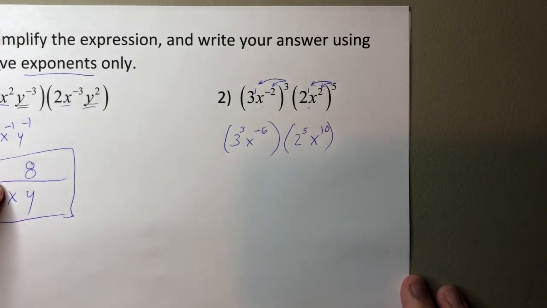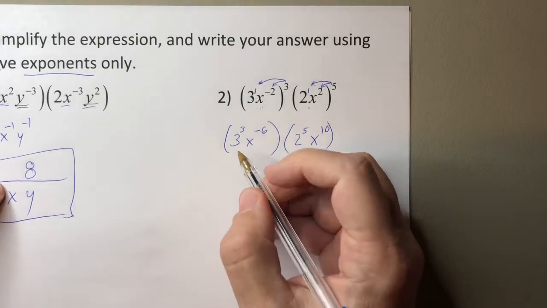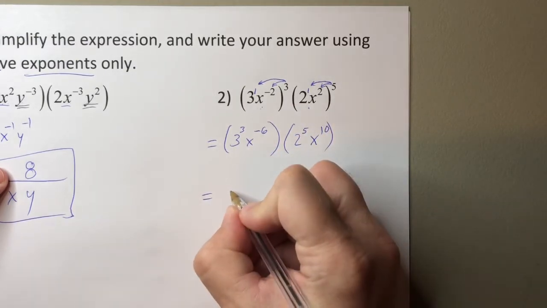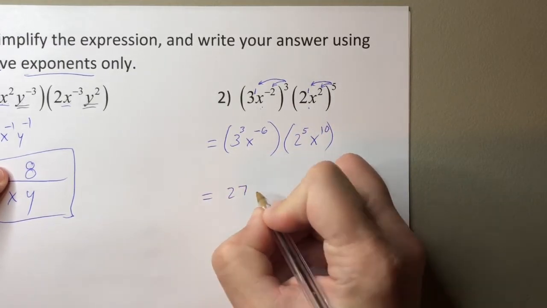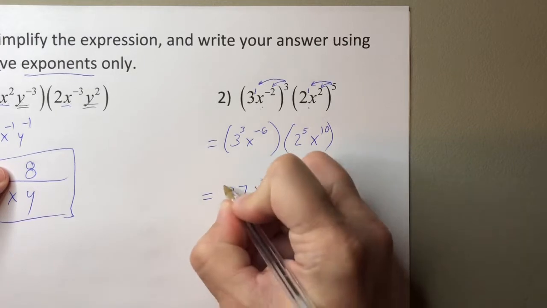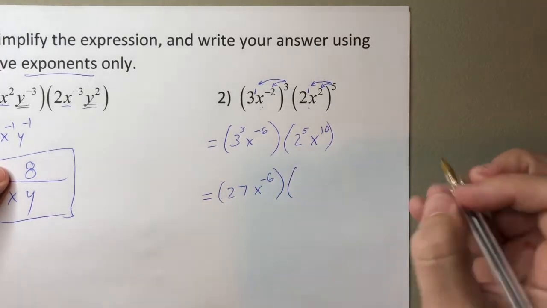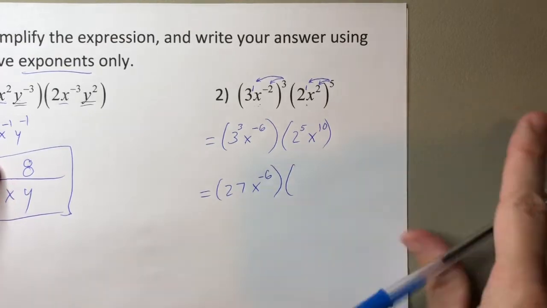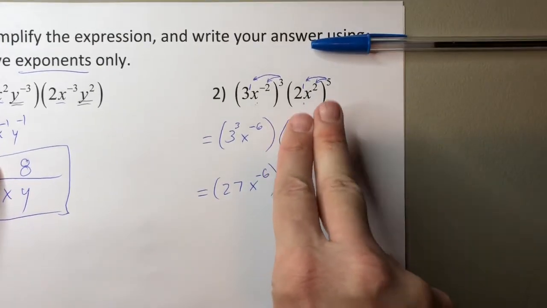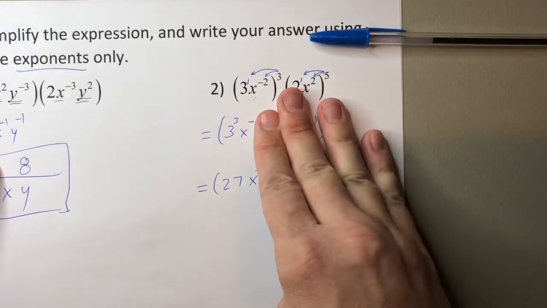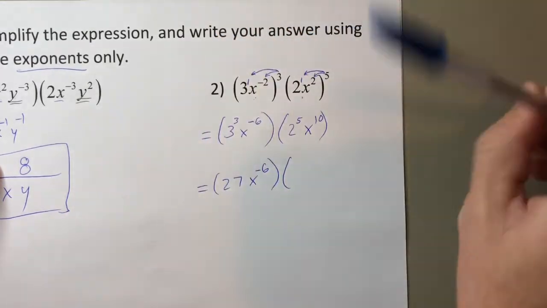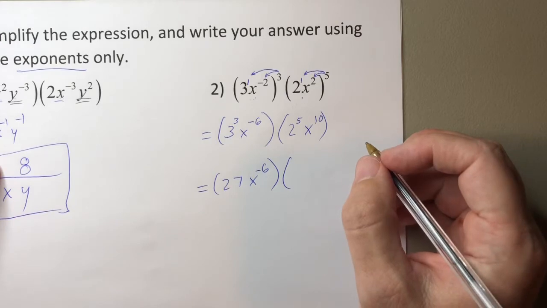Okay? So at this point, we should be able to understand, I hope, that 3 cubed is what? Well, you can use your calculator if you need to. That's 27. I'm going to go ahead and bring down the x to the negative 6. And then 2 to the 5th, let's see, what is that? 2, 4, 8, 16, and 2 to the 5th would be what? 32, right? 2, 4, 8, 16, 32.